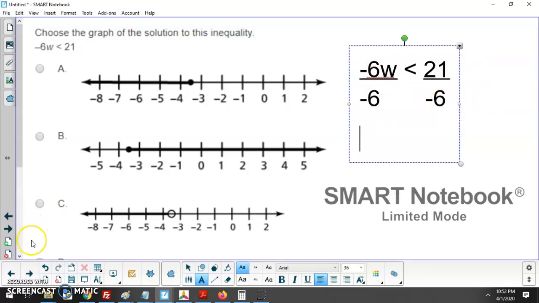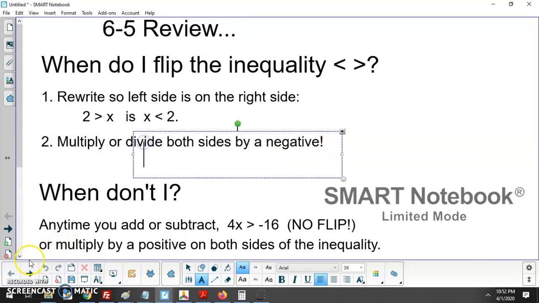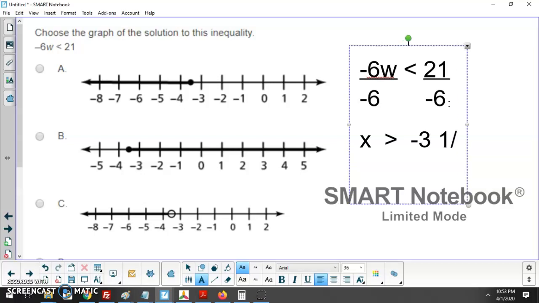And since, go back to the rules here, let's see, do I flip in this case? Multiply or divide both sides by a negative. So yes, you would flip in this case here, okay? So w would be then greater than, you have to figure out what that would be. It would be negative 3. You'd have 3 remainder out of 6, so it's negative 3.5.